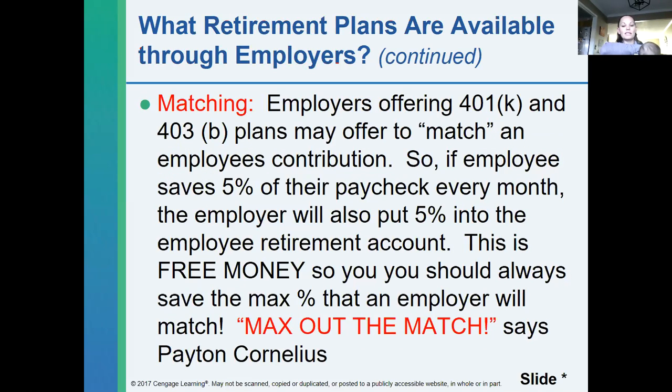And then matching, this is part of the benefit package that we talked about briefly before. Employers offering a 401k and 403b plan may offer to match your contribution. For example, if the employee saves 5% of the paycheck every month, the employer will also put 5% into the retirement fund for you. That's considered free money, and you always want to max out the match. It could be 5%, it could be 3%, it could be a dollar amount like $100 a month. You always want to match whatever they are willing to put in.